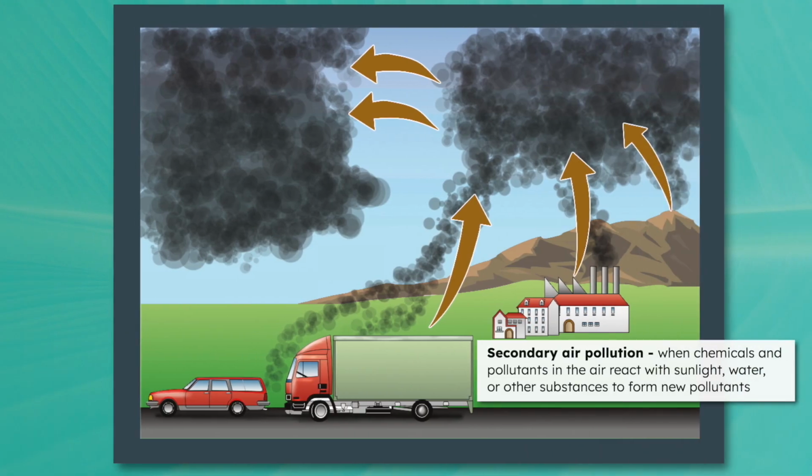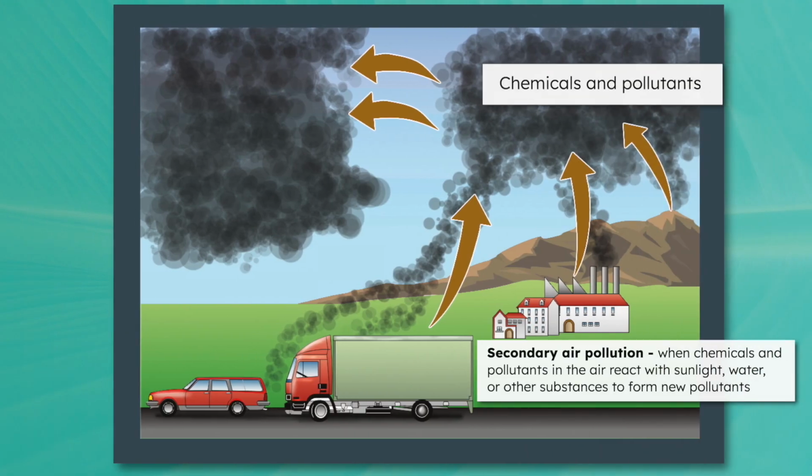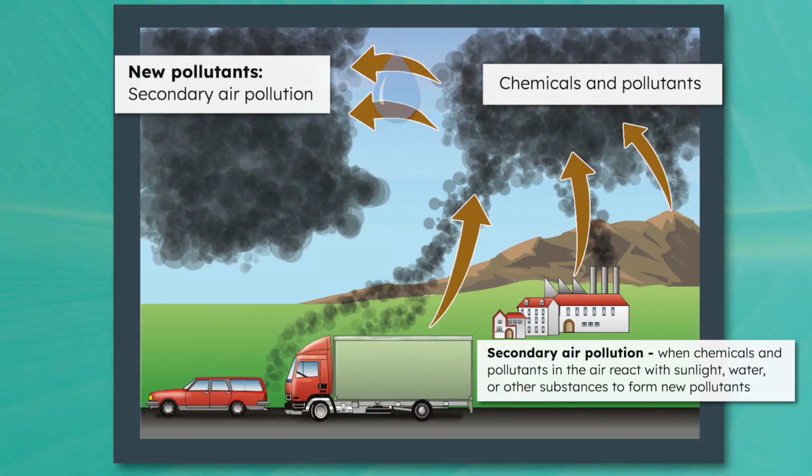Secondary air pollution happens when chemicals and pollutants in the air react with sunlight, water, or other substances to form new pollutants. In other words, secondary pollutants are not released directly, but instead they form over time from chemical reactions. You can think of this like baking a cake. Well, a pollution cake you would never actually want to eat.